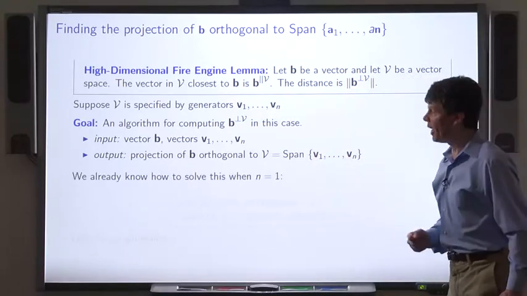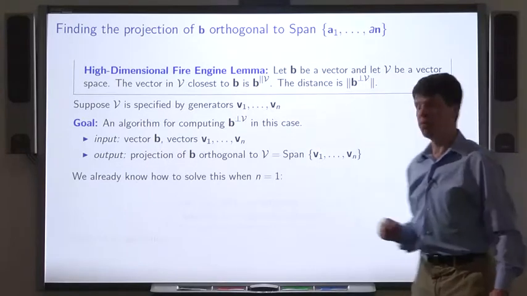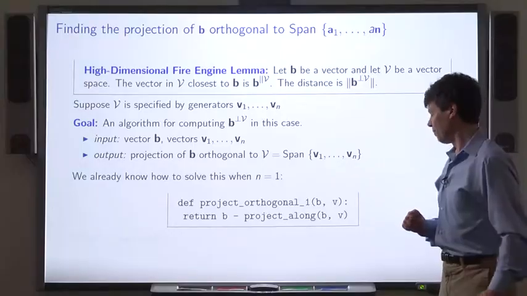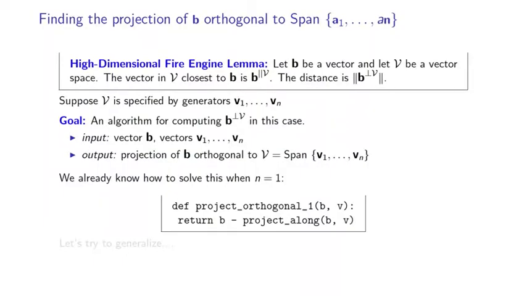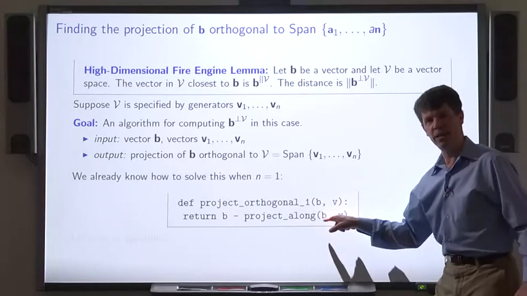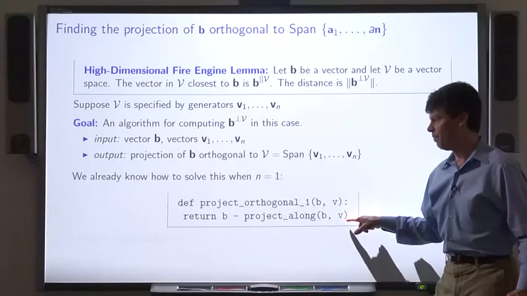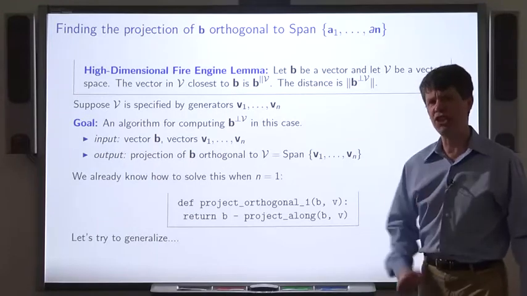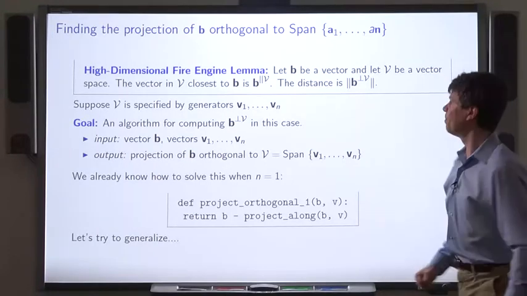Now, we already know how to solve this when we only have one generator. We use project orthogonal 1. Given a vector B and a single vector V, the solution is to take B and subtract out from it the projection of B along the vector V. So let's take this algorithm and try to generalize it to higher dimensions.